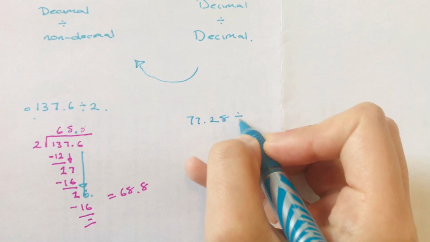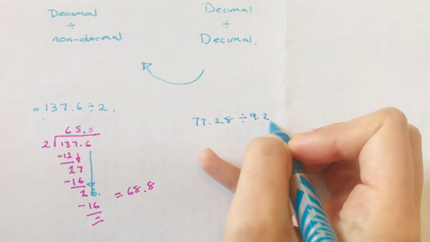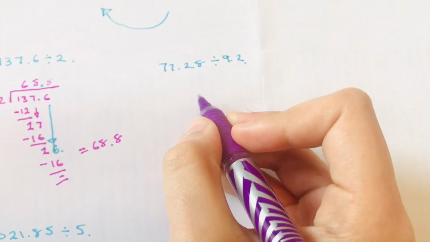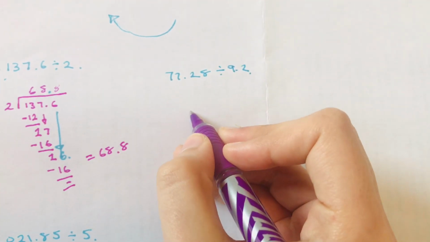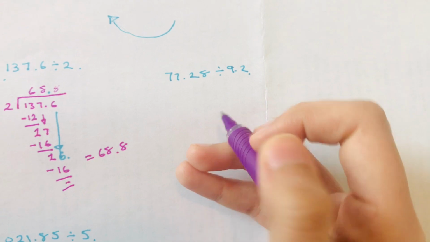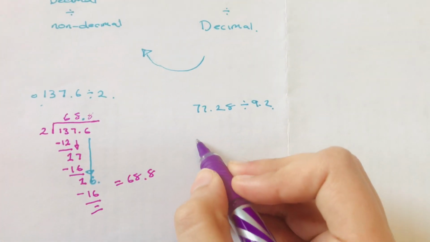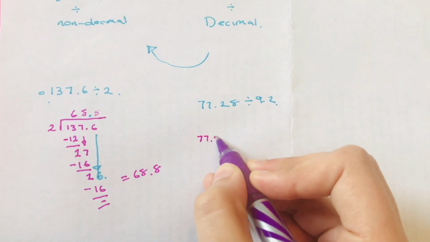For example, you have something like 77.28 divided by 9.2. Oh, looks like such a big number. Let's start. To make it easier to simplify into a decimal over a non-decimal, you write it like this.